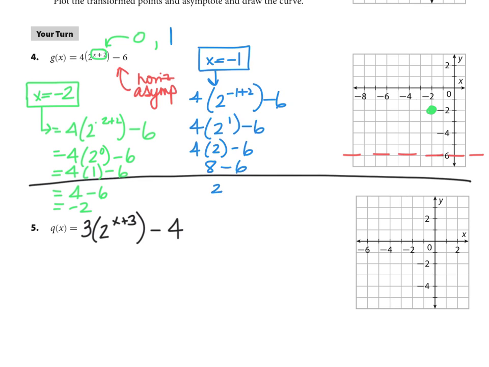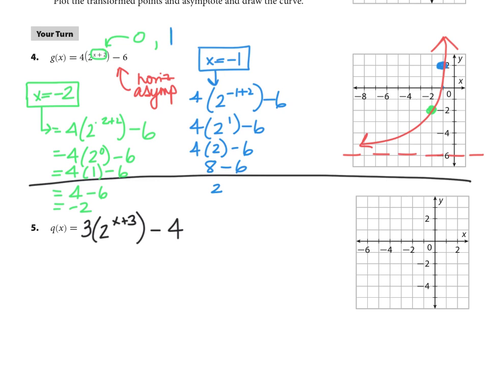So that means at -1, we're going to plot the point 2. And this is supposed to look like growth, so we're just going to connect, and it's going to go up really, really steeply at the end.